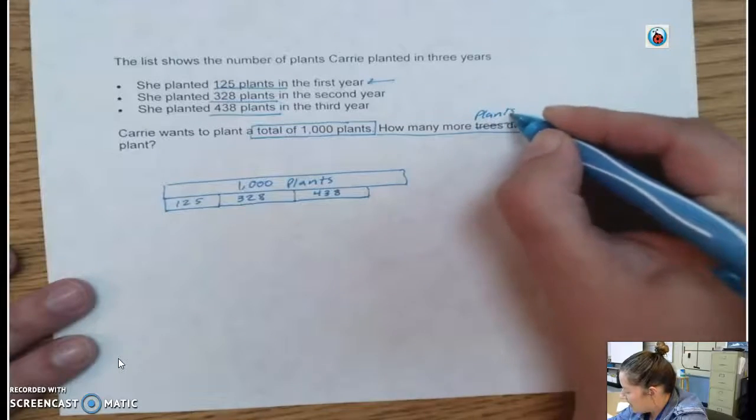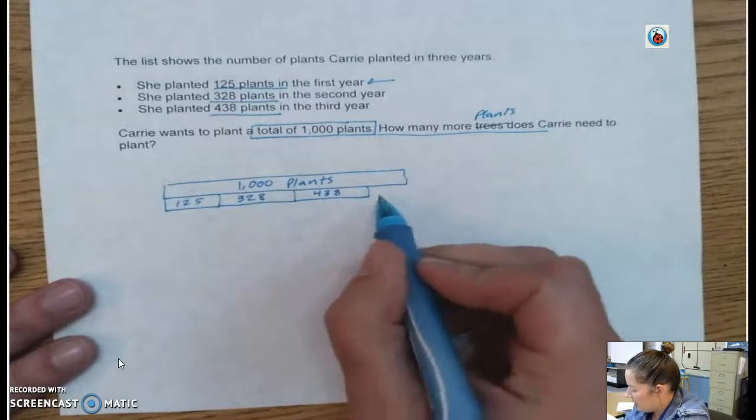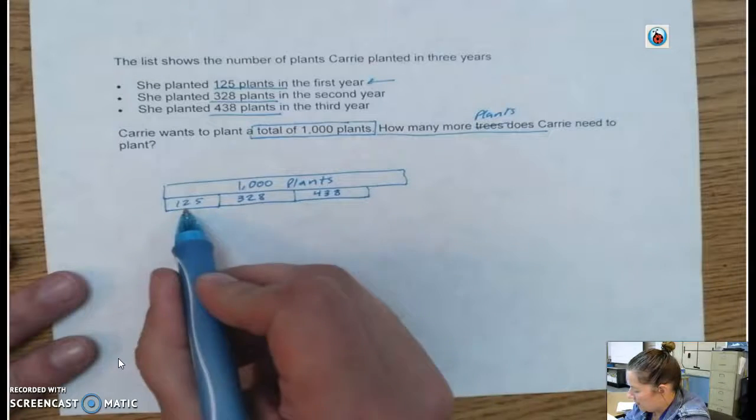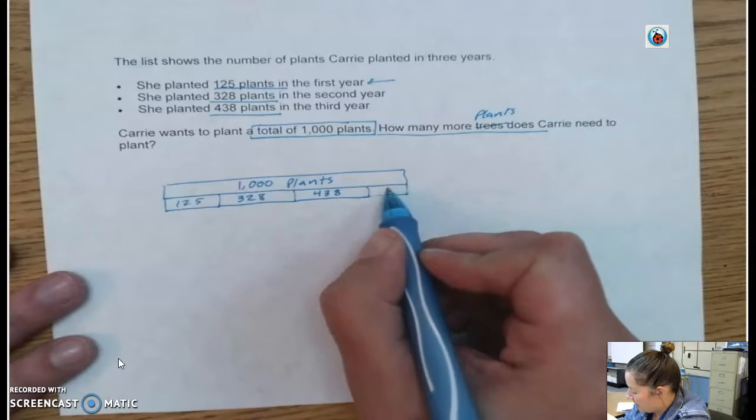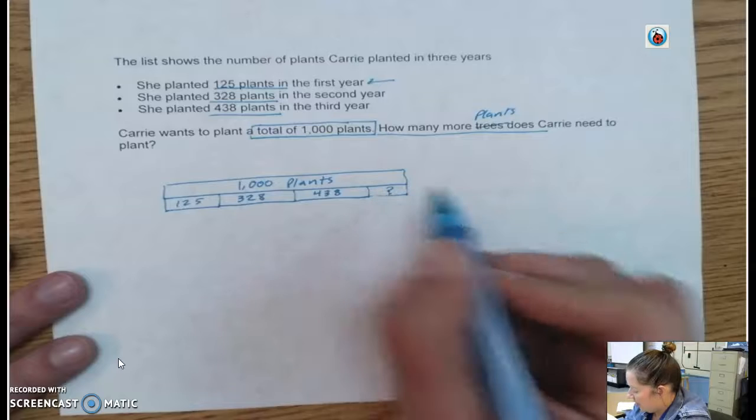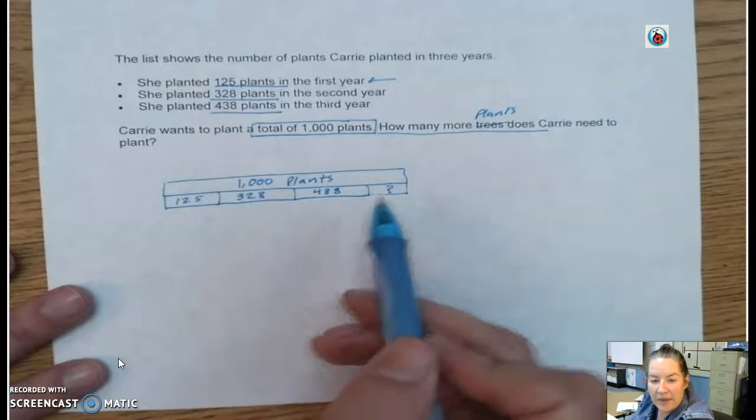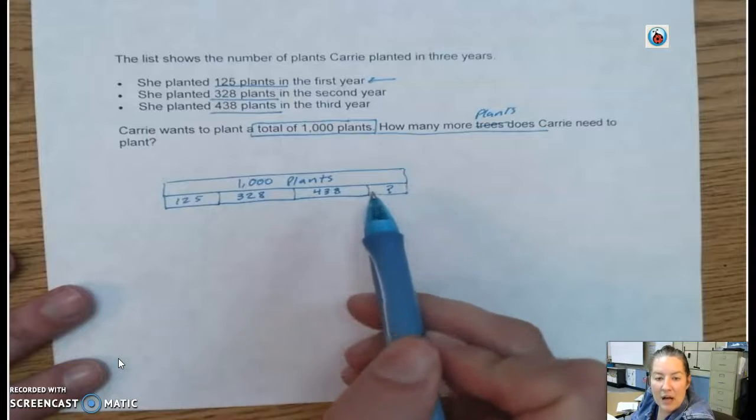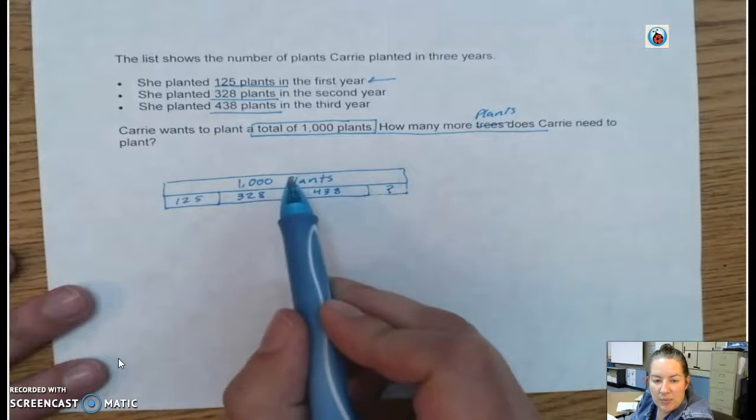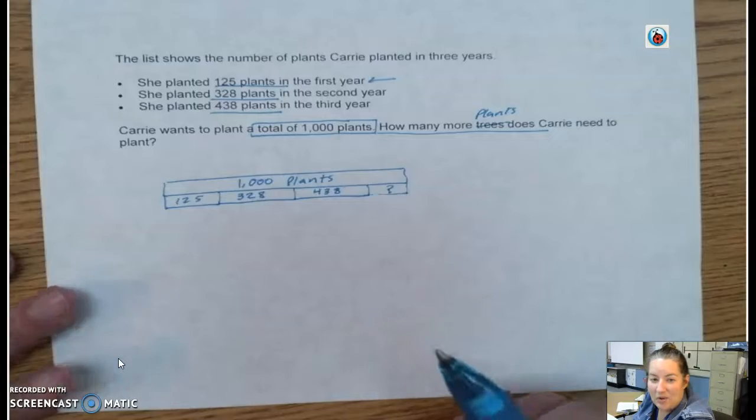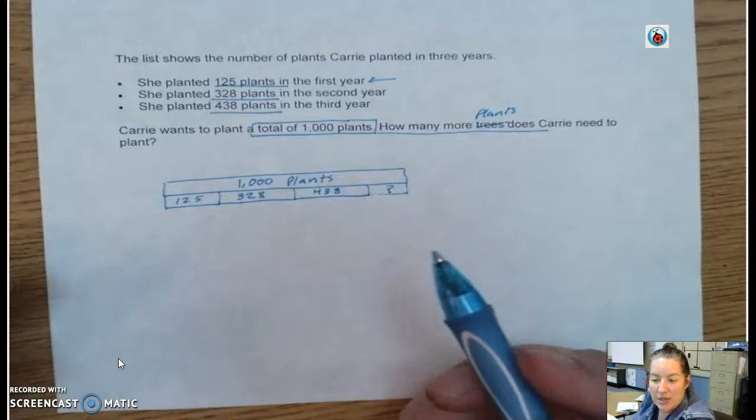Now the question is asking how many more trees, or sorry, that should say plants, right? How many more plants does Carrie need to plant in order for her to reach her goal of 1,000? Well, that's this part right here. Because I don't think she's quite met her goal yet. So how can we figure out this missing piece on how many more plants she needs to plant to reach her goal? Well, first, we're going to have to figure out, well, how many plants has she actually planted?